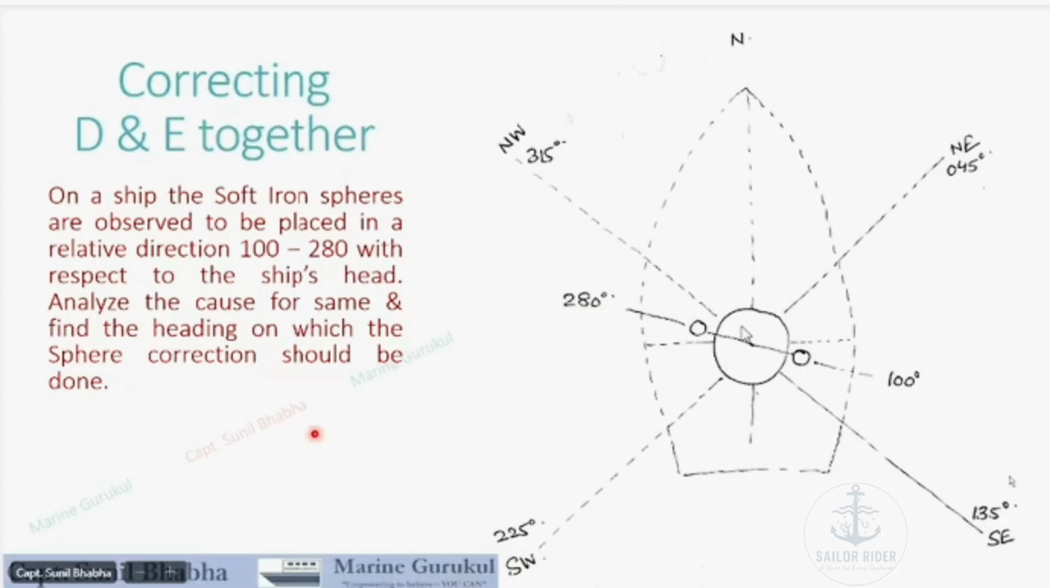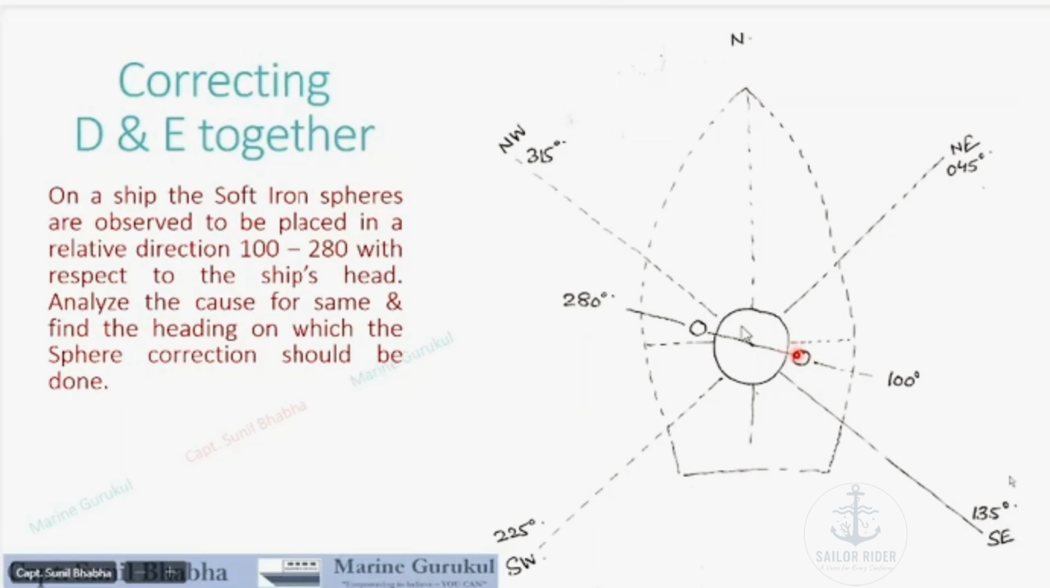That means the sphere should be either northeast of the compass, or southeast of the compass, or southwest of the compass, or northwest of the compass. Whenever the correction is being done, the heading of the ship should be such that the spheres are at an intercardinal direction from the compass location. So for doing the combined correction also, we need to take the spheres to an intercardinal direction.